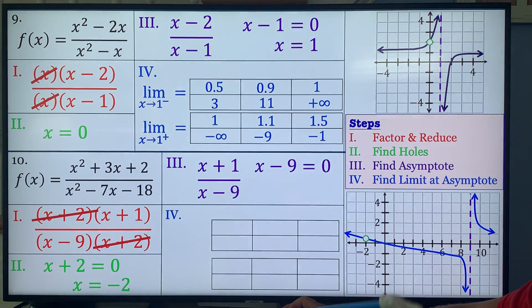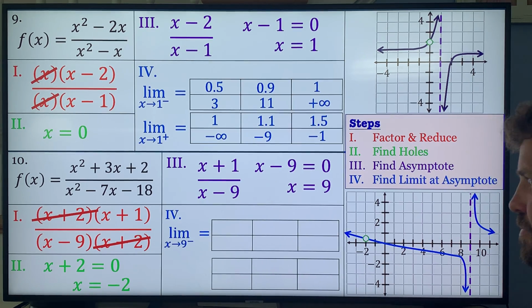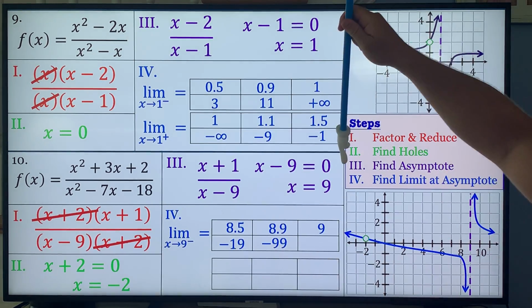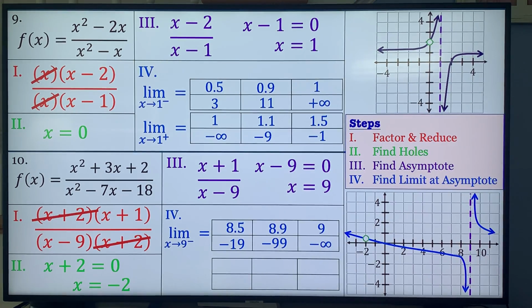X minus 9 set equal to 0. Add 9. Guess what? Asymptote at 9. The limit as x approaches 9 from the negative side. 9 goes here. You get two numbers leading up to 9. You take these two numbers, you plug them into that equation right there. You get negative 19, negative 99. Your graph is obviously going down to negative infinity.